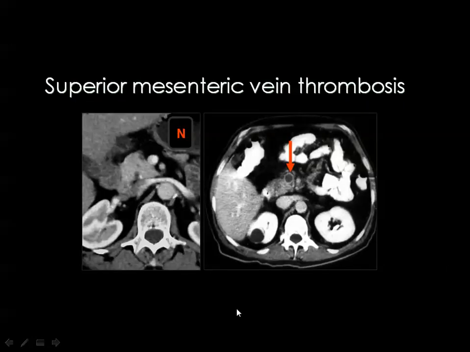Then diagnosis of the superior mesenteric vein thrombosis is easy with regular CT scans of the abdomen after injection of intravenous contrast medium. And this can occur separately of any pancreatic tumors, as you see in this case. This is the normal appearance of the superior mesenteric artery and the vein, and this is the pancreatic head. This is the common bile duct. But in this case, you see a normal pancreatic head, normal superior mesenteric artery, and a thrombosed superior mesenteric vein.